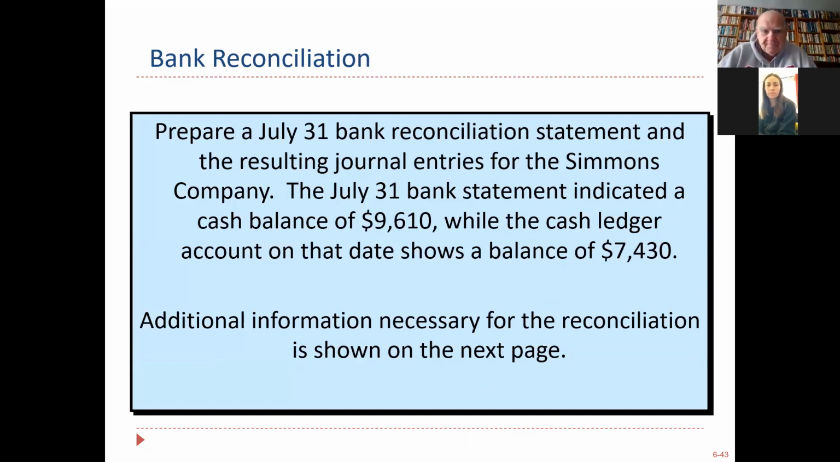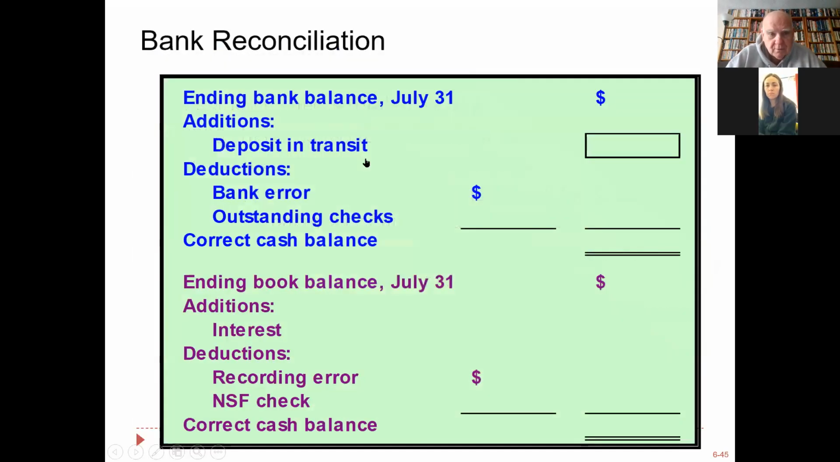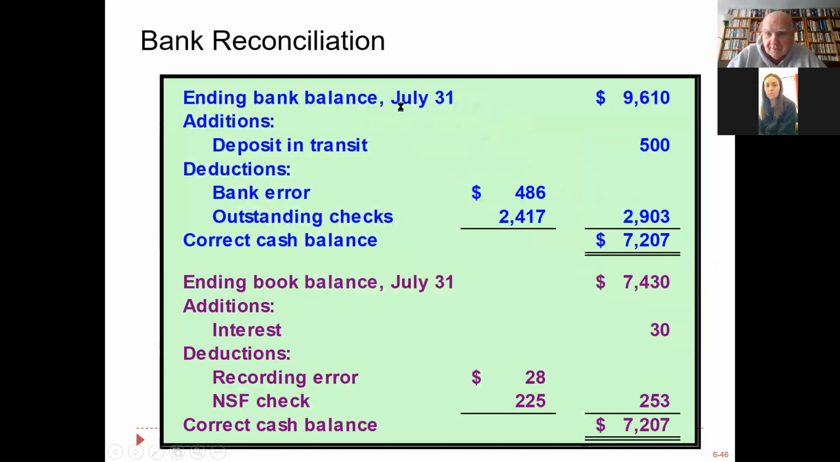So let's see what we got. We have a bank statement that says the bank has 9610. Our checkbook says 7430, and they give us some what are called reconciling items. Looks like we have some outstanding checks, and we have a deposit in transit, huh? Well, what's our template? We're going to take those items. We're going to take the bank balance. Oh, excuse me.